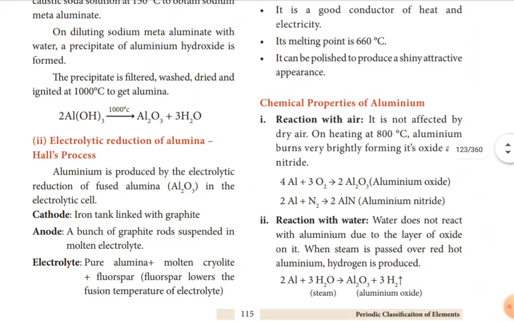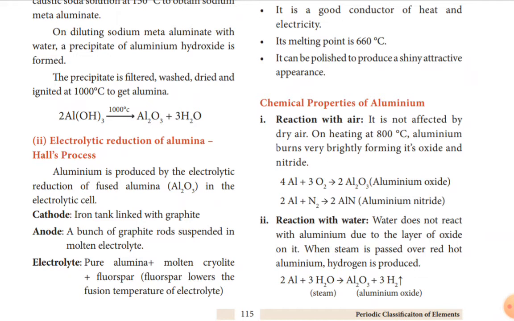Then second step. The aluminum oxide, that is the alumina obtained in the previous process, the Baeyer process, is not pure. Still it contains some impurities. Oxide is there. So all these are going to be reduced. The removal of oxygen is reduction. So second step, electrolytic reduction of alumina. Reduction means what? Removal of oxygen from aluminum oxide.